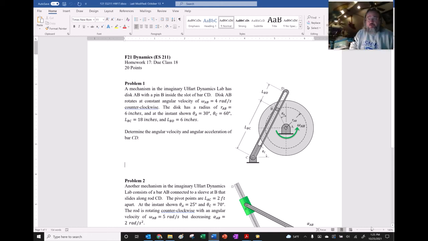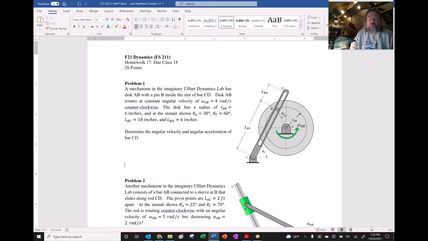Alright, so here we are. We got another homework solution. This is for homework 17. And problem 1, we have a mechanism that is made up of a disc with a pin in it. That's disc AB, and the pin is at B.